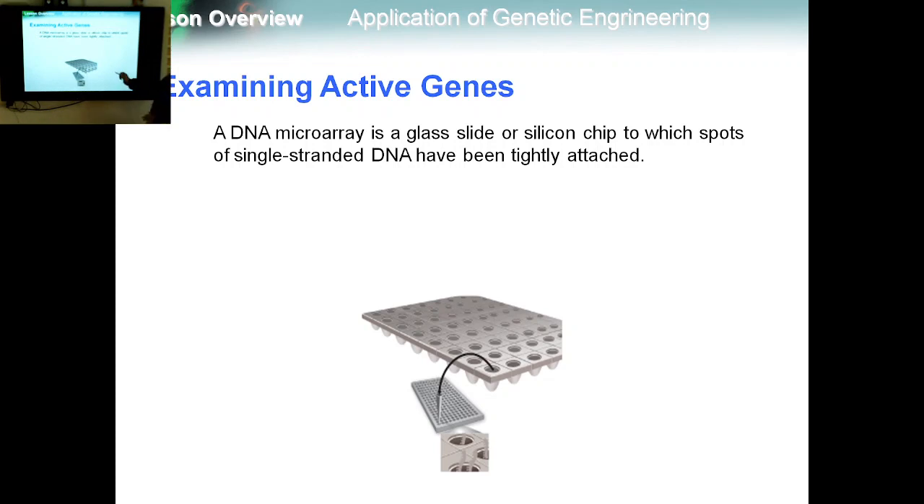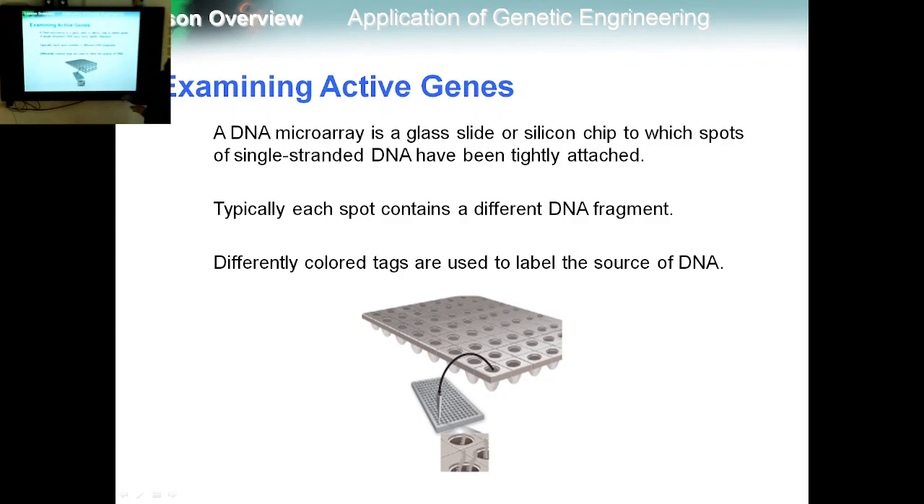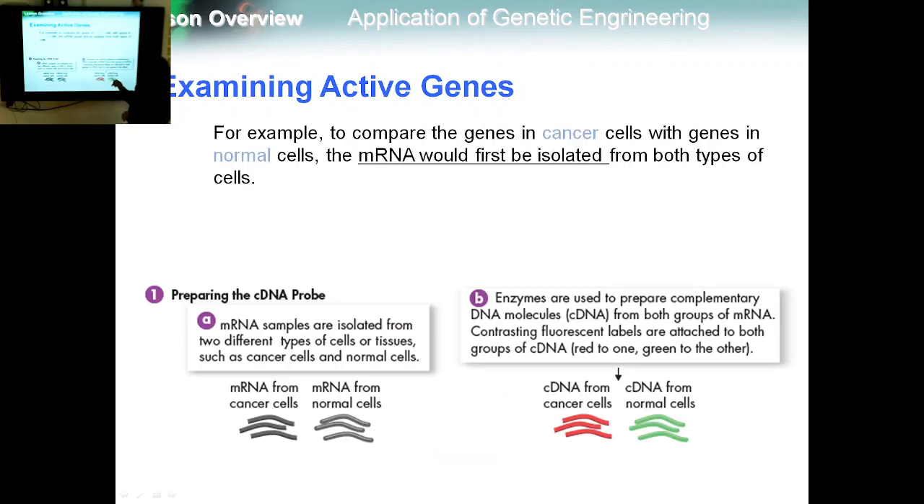A DNA microarray is a glass slide or silicon chip to which spots of single-stranded DNA have been tightly attached. So on the chip, single-stranded DNA will be attached. Then the spots contain different DNA fragments, differently colored. Different fragments with differently colored tags are used to label the source of the DNA. So each DNA source will be labeled with a different color according to the source.